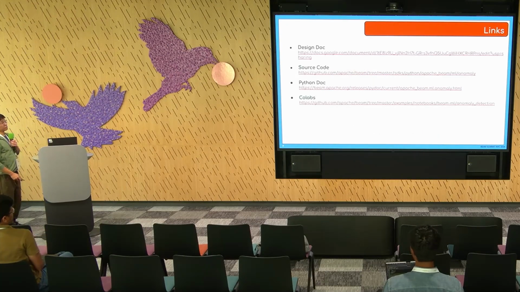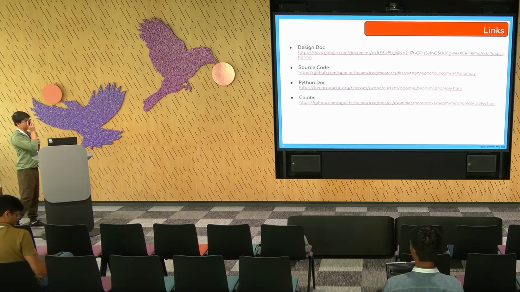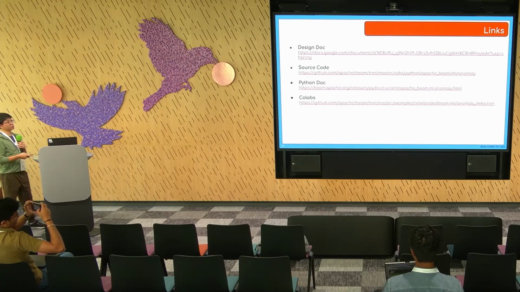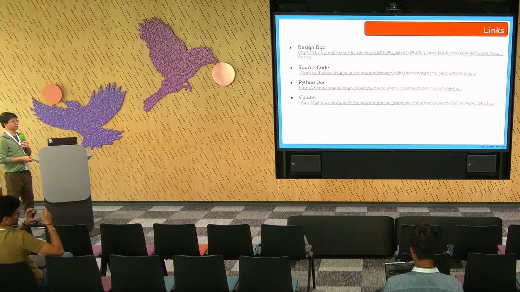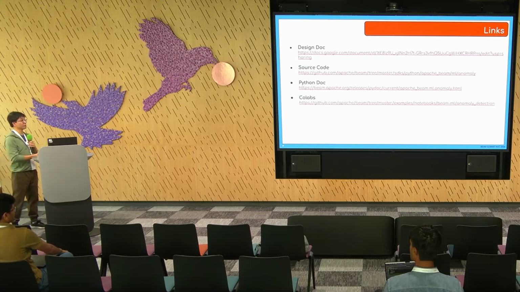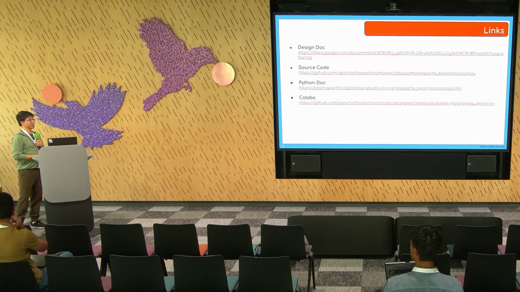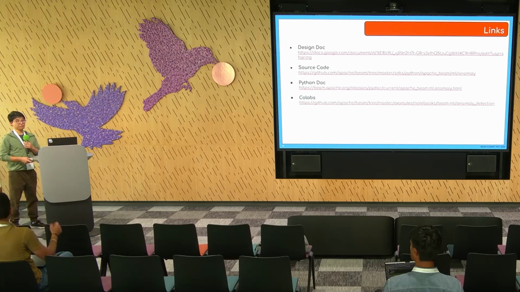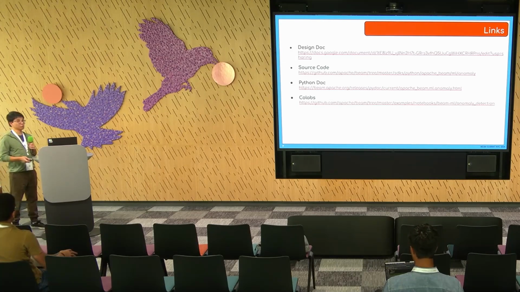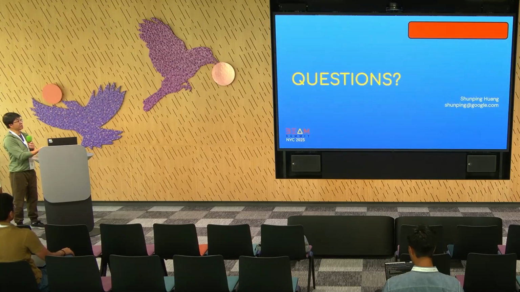So these are the useful links: the design doc, the source code, some Python docs, and the Colab I just ran. And there is also another Colab for running isolation forest using the PTransform. So feel free to play around with it. We also encourage people to continue to contribute to it. If you have any ideas, come talk to me, or contribute to the Beam repo. We really welcome people to contribute to that. And that's it.